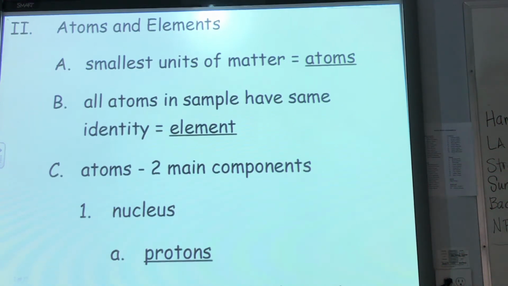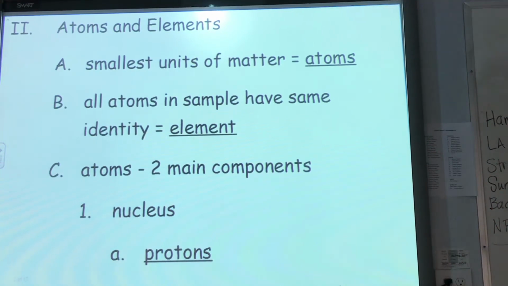All right, physical science students, we are looking at matter. Just to remind you, matter is anything that, what? If you said has mass and takes up space, you are correct. We are now going to look at the smallest units of matter, and those are things called atoms. When we have a sample of atoms that all have the same identity, we call that an element.